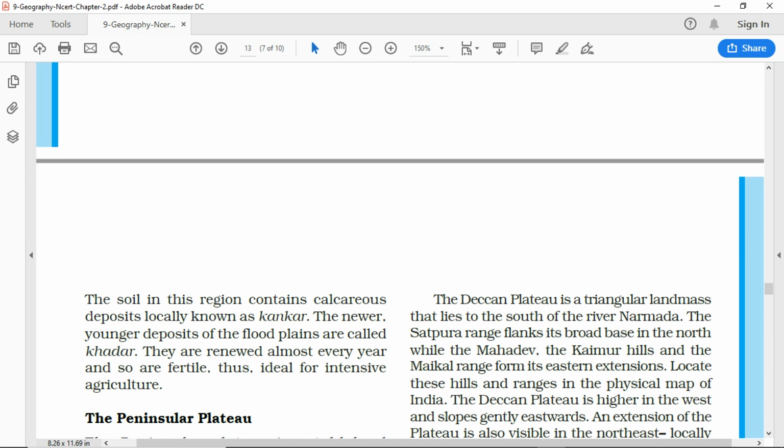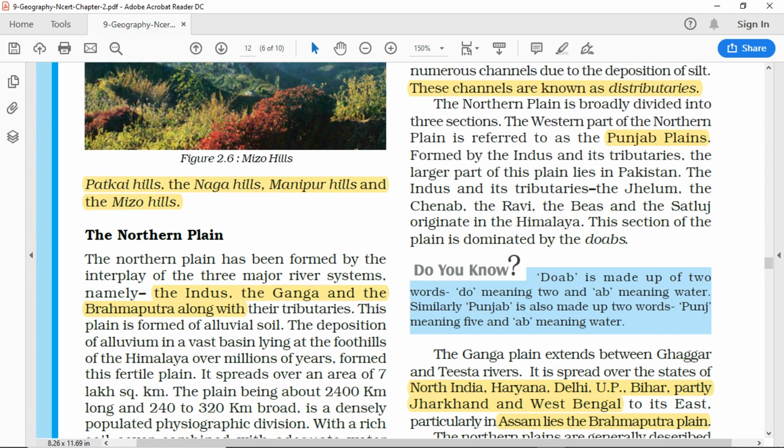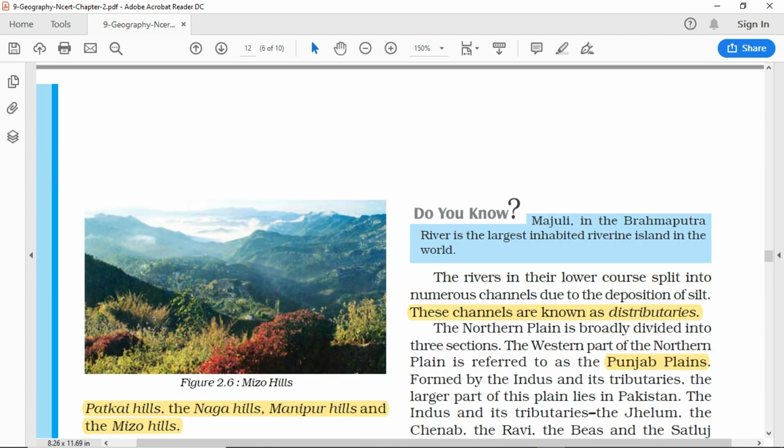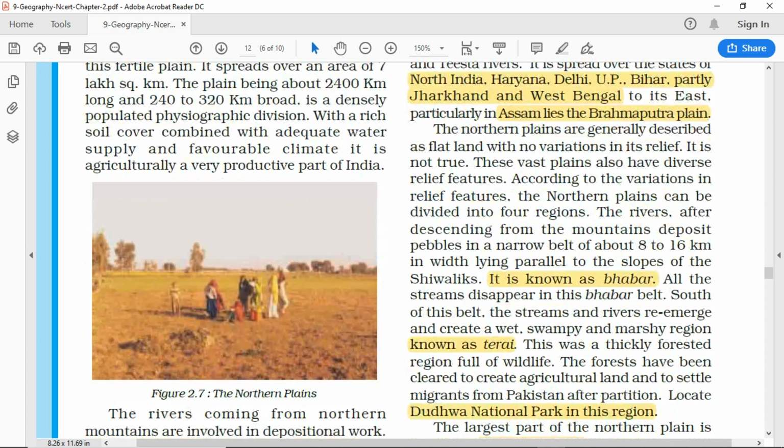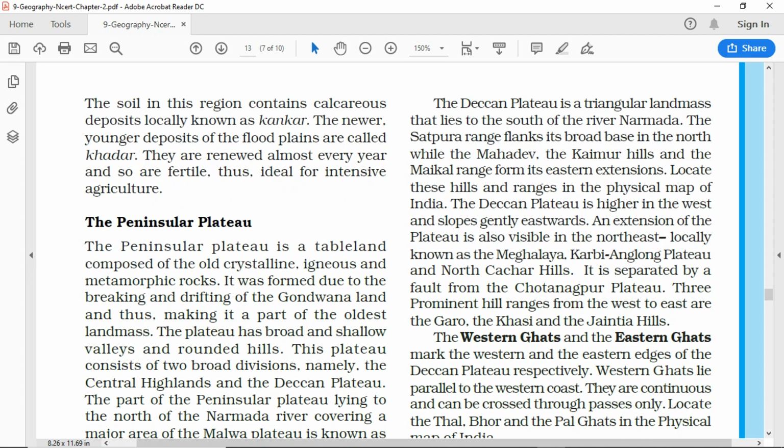The Deccan Plateau is a triangular landmass that lies to the south of the river Narmada. The Satpura Range flanks its broad base in the north, while the Mahadev, the Kaimur Hills and the Maikal Range form its eastern extensions. Locate these hills and ranges in the physical map of India. The Deccan Plateau is higher in the west and slopes gently eastwards. An extension of the plateau is also visible in the northeast, locally known as the Meghalaya, Karbi Anglong Plateau, and North Cachar Hills. It is separated by a fault from the Chotanagpur Plateau.